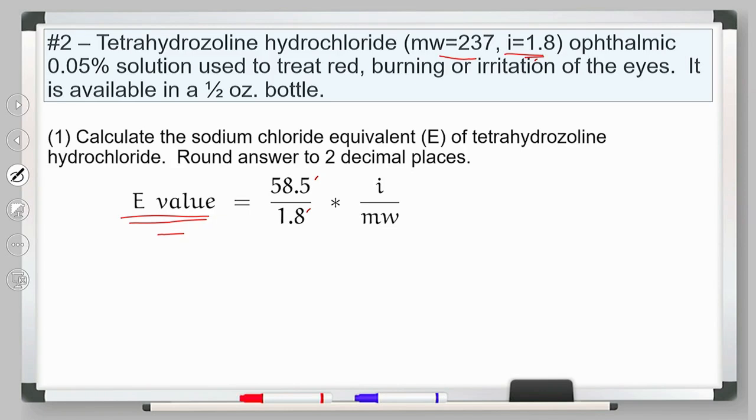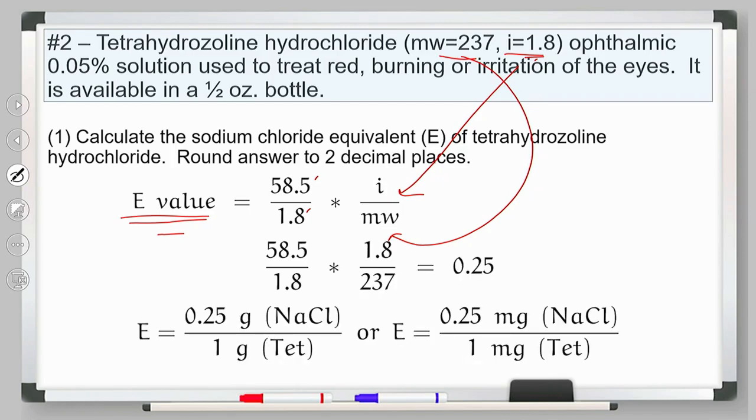Okay? What you do to determine the sodium chloride equivalent for any other chemical in relation to sodium chloride is to take its I value and multiply by a ratio of the I value over that chemical's molecular weight. So in this case, if I just set this up for the tetrahydrolysine, we realize its I value is 1.8, its molecular weight is 237. So if we take the 58.5 divided by the 1.8 times the 1.8 divided by 237, if we do that math, we get 0.25.